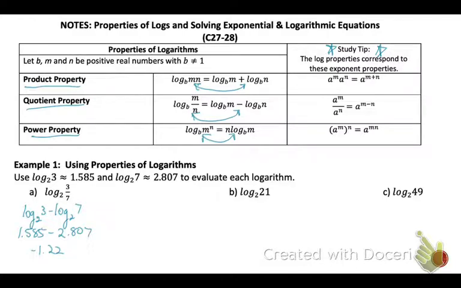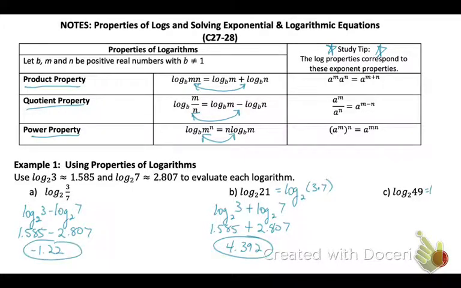Now let's look at B. So log base 2 of 21. Thinking of what we were given in our instructions, we can rewrite 21 as log base 2 of 3 times 7. And then we can rewrite that using our product property. So log base 2 of 3 plus log base 2 of 7. Then using the values that we are given, we can replace those logarithms with those values and then add the values. So log base 2 of 21 is approximately equal to 4.392.